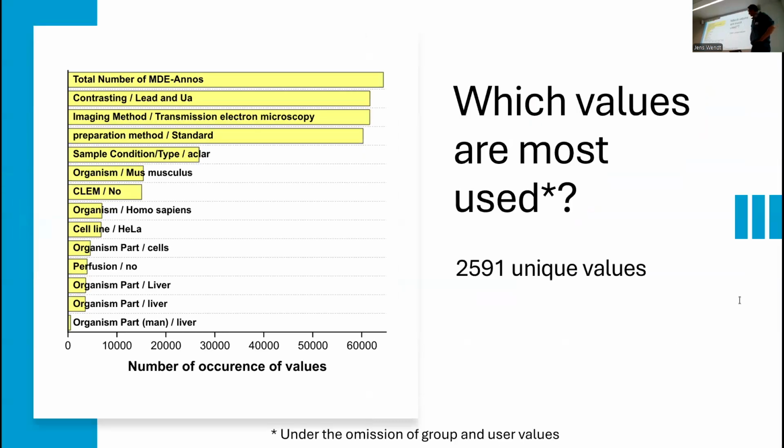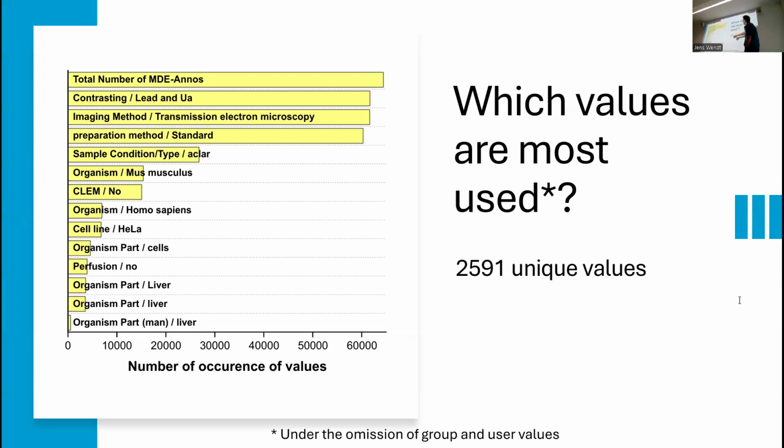Same I did for the keys, for the values. Here, this asterisk means I skipped group and usernames because, as you can see here, organism part has just a couple, about 100, a couple of hundreds. What I wanted to say is, we have single groups which have, for example, 10,000 images done in that time, and also users with a couple of, and then in this chart you would have seen group names and usernames from our institute, which probably wouldn't be very interesting.